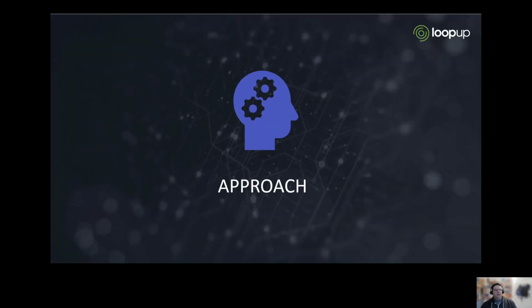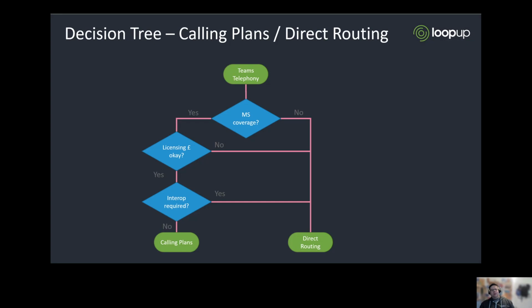So speaking of approach, this is a very rough attempt at what a decision tree might look like. Obviously in the real world, it's far more nuanced than this.